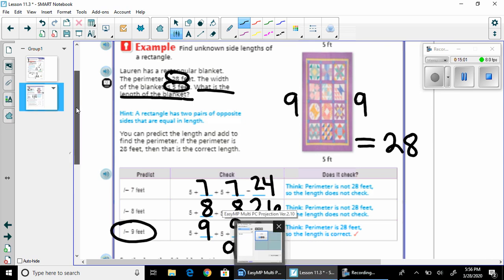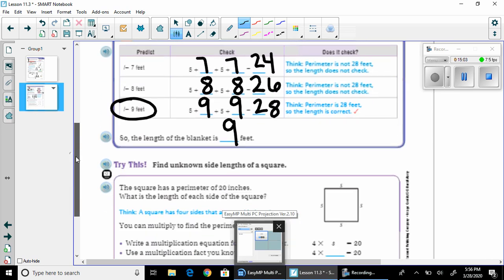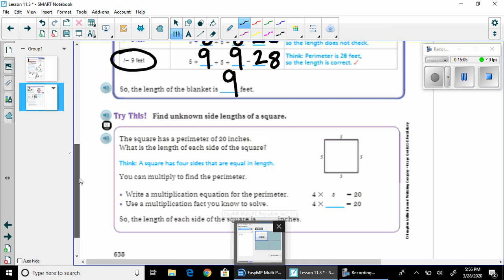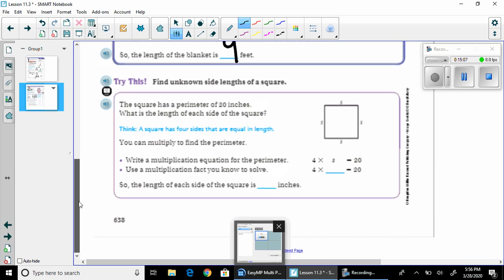All right, so down below, I have a practice problem for you, and we are relating this one to multiplication. Now, I didn't fill this one out for you. I want you to go ahead and pause the video, and I want you to see if you can find the distance of each length and each width. Okay?